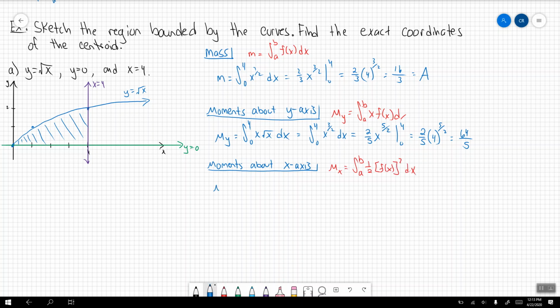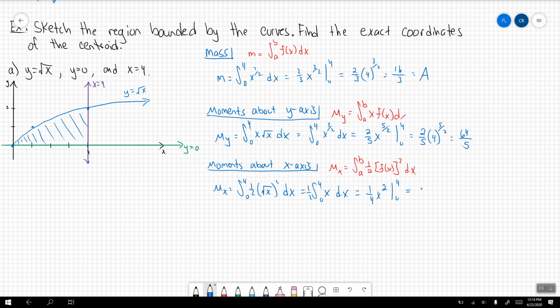So that means my moments for this particular case, moments about the x-axis, this is going to be the integral from 0 to 4, and this is going to be 1/2 multiplied by the square root of x, squared, dx. This means that this is just 0 to 4, half is a constant, and I'm just integrating x. Looks pretty good. So this is going to be 1/4 x to the power of 2, evaluated from 0 to 4.